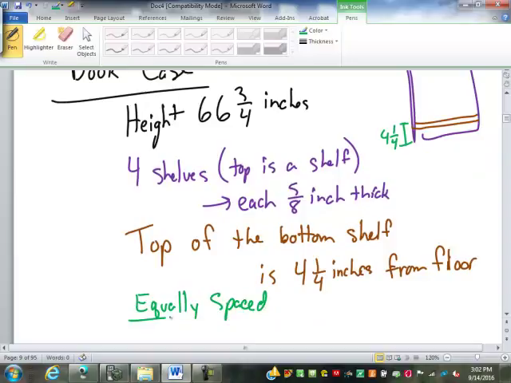So what's my question? Find the size of the spacing between the shelves. I want to see if you guys can do this. I purposely did not draw you an illustration of this one. I want to see what you guys can come up with without a picture on this one.